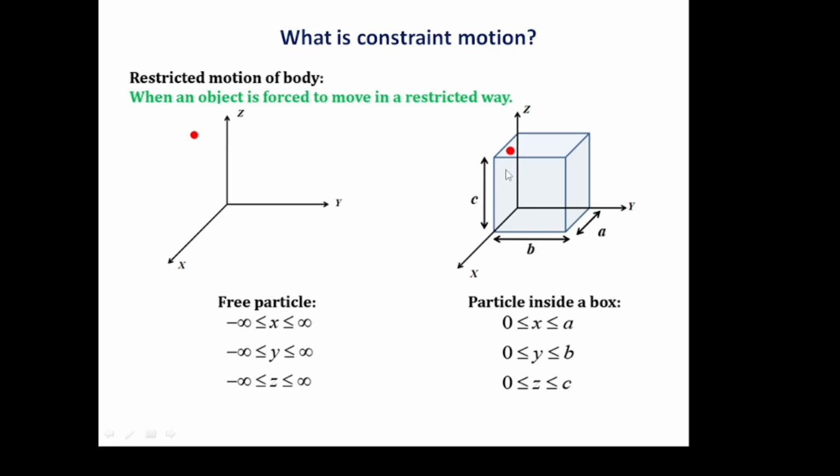But the same particle, if it is confined in a box, here the particle's motion is restricted to move in this particular box. So here x will be 0 to a, that means the side of a, y will be 0 to b, and z is equal to 0 to c. That means now this particle is confined to move in this particular rectangular box.